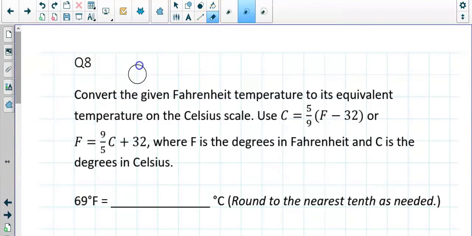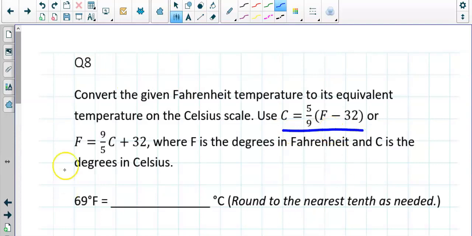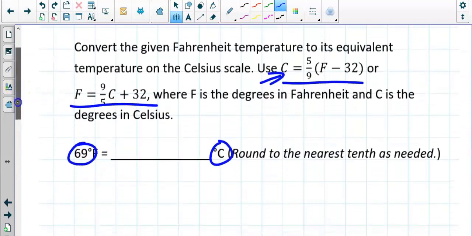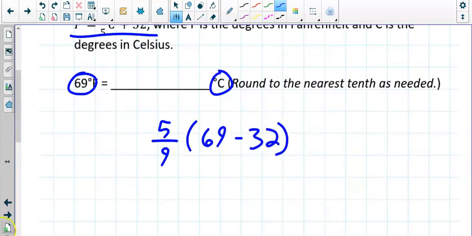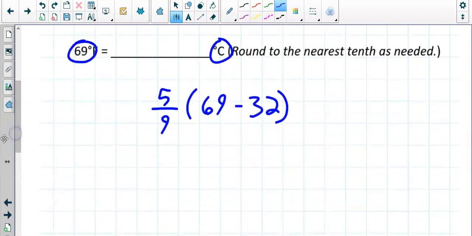number 8. Okay. So again, they give us those 2 formulas. We got to figure out what we're going to convert to. So they're giving us Fahrenheit, and we're going to Celsius. So that's this formula this time. So again, we'll take 5/9 times our Fahrenheit, which is 69, minus 32 this time. Double check that formula. Yep. So that will tell us what Celsius is.